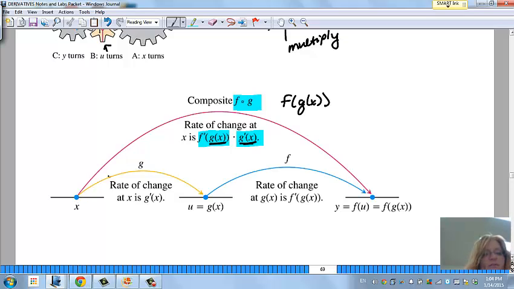Here's x. I have a rate of change. At x equals g prime of x, I come to here, and u equals g of x. I have another rate of change of f. And g of x, it's f prime of g of x. So I have y equals f of u equals f of g of x. So this is another picture, all right? And we'll be showing more in class to help you. But let's get started basically talking about how to do the derivative. And then I'm going to show you a really cool picture that I found that might help you too.